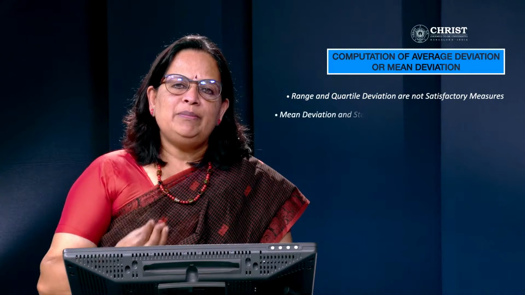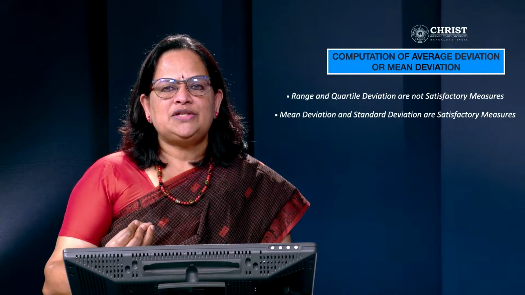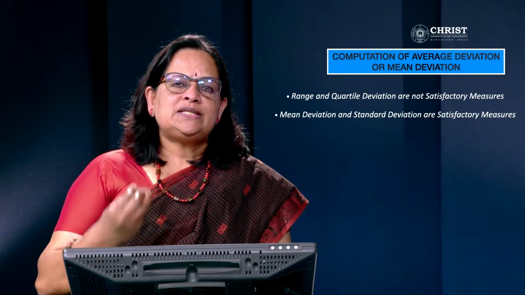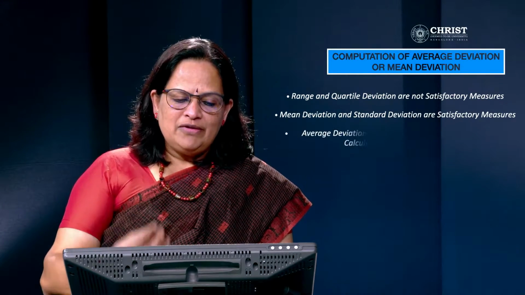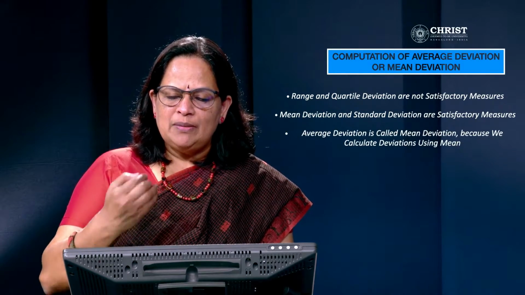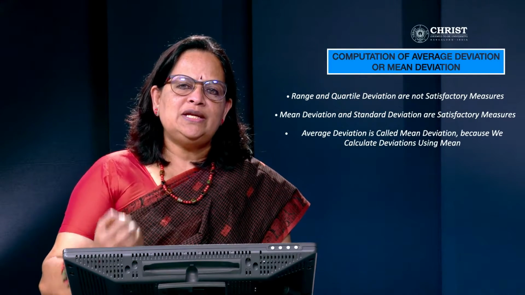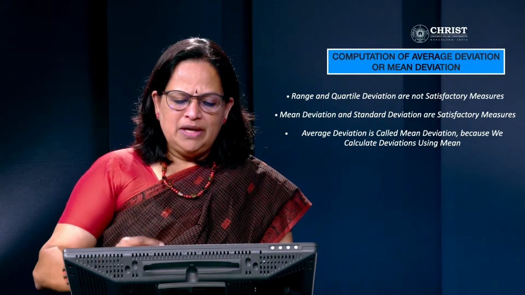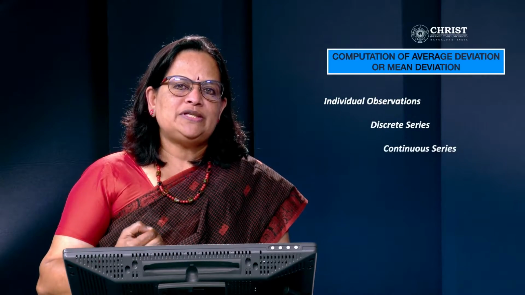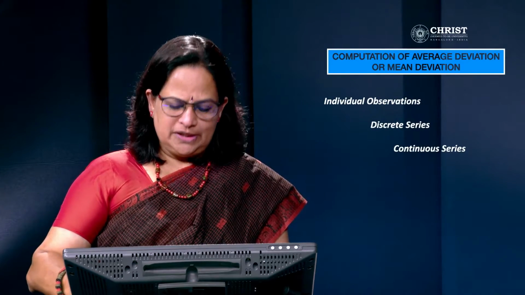So, these measures are not able to show the actual scatterness of the distribution. Therefore, we are using mean deviation or standard deviation, which are considered satisfactory measures of deviation. Average deviation is also known as mean deviation because we are taking the deviation using mean. Commonly, this is called mean deviation.